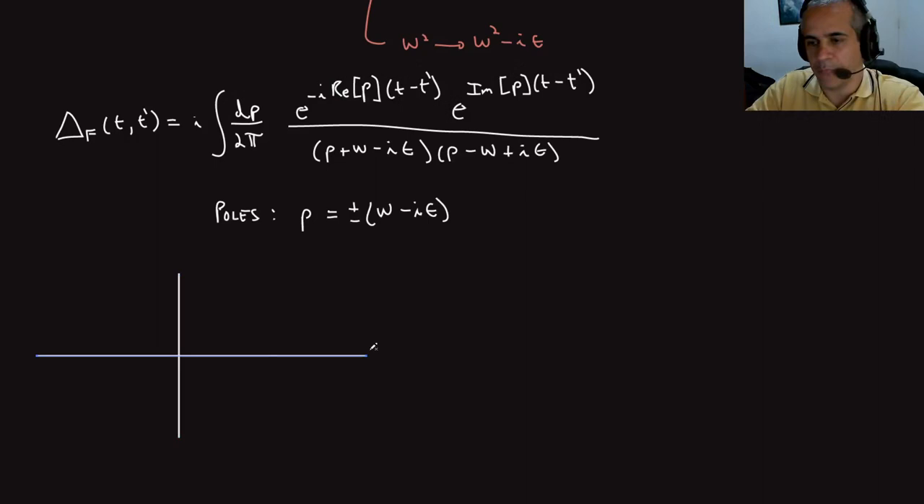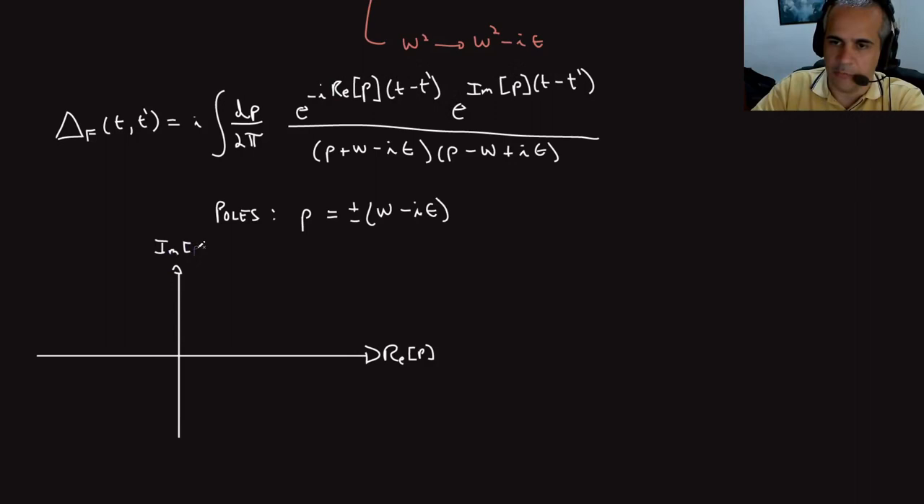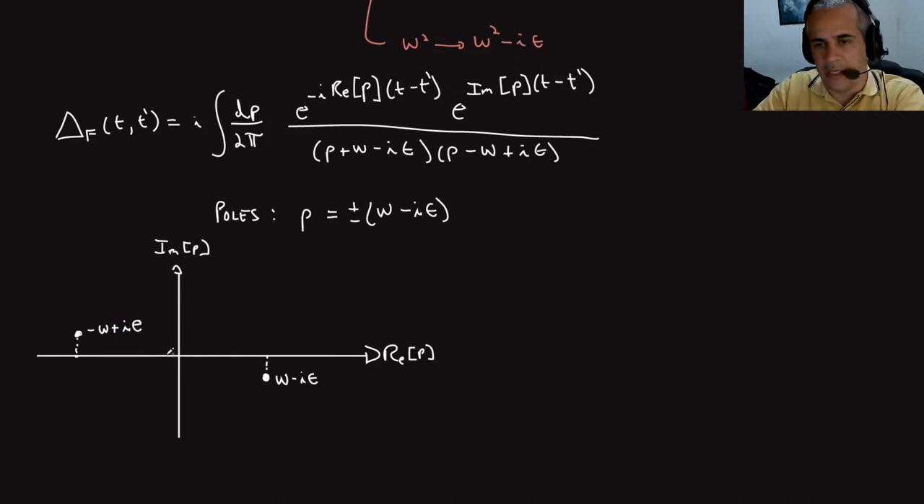So this is real p, this is the imaginary part of p, so the poles are here, omega minus i epsilon, or the other one is at minus omega plus i epsilon. Okay, so those are the two poles. And I want to integrate over here in the real axis, right? I'm integrating for real p.